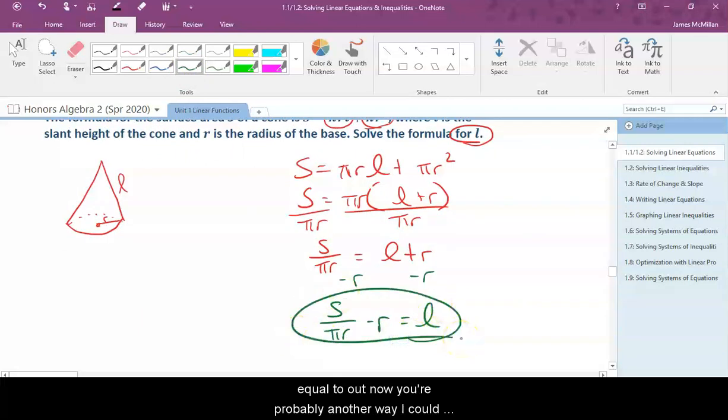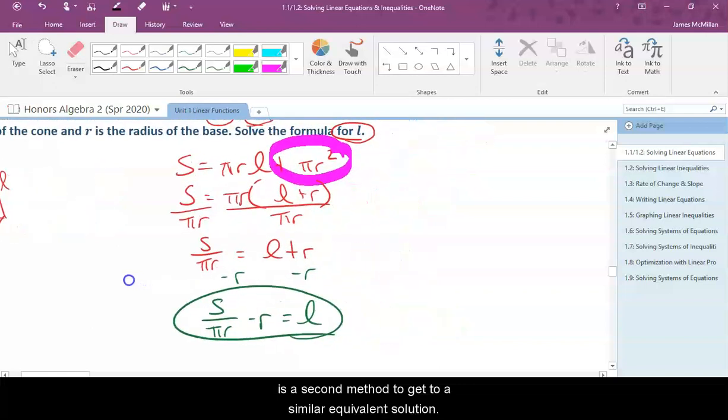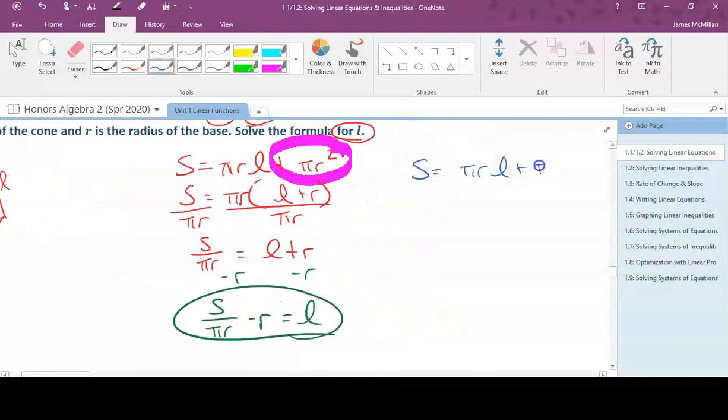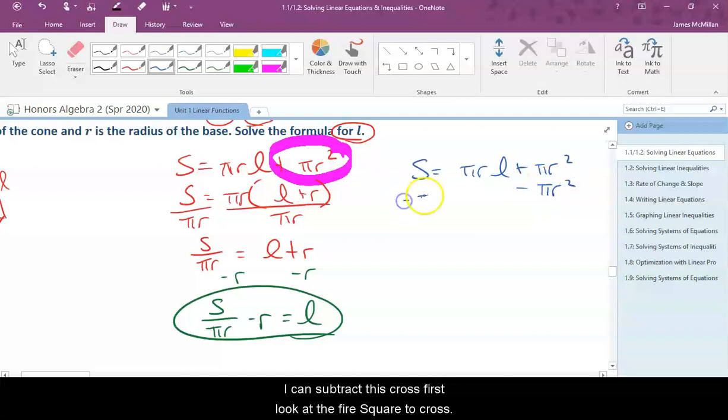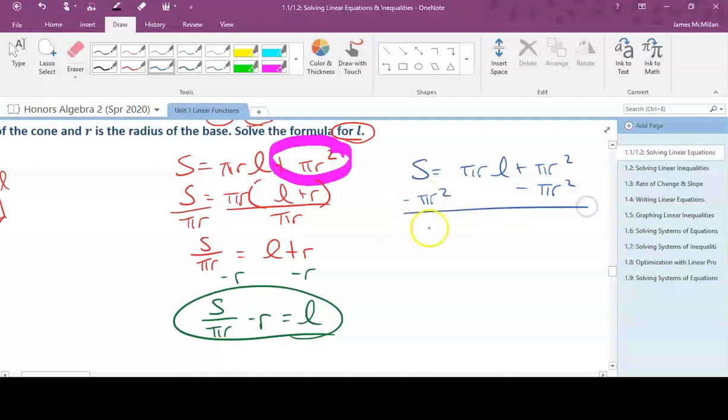Now, you're probably saying, couldn't we have done this another way? Could we have maybe gotten rid of this piece first? Absolutely. That is a second method to get to a similar equivalent solution. And so I could subtract this across first. We get the pi r squared across. So S minus pi r squared is equal to pi r L. And then we divide everything by the pi r.